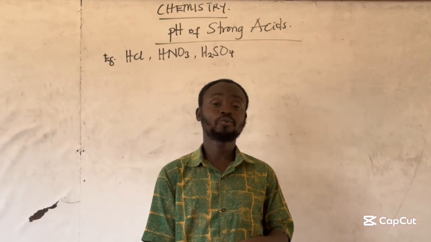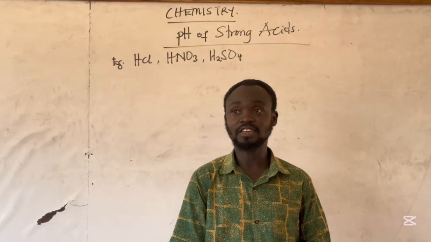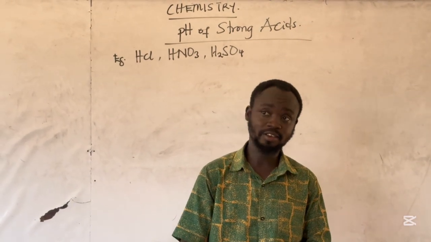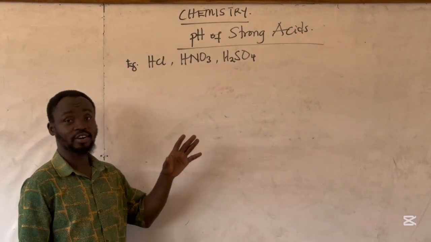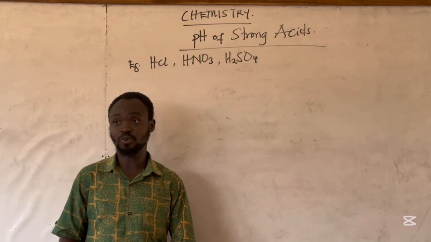Let's look at some questions on how to calculate the pH of a strong acid and also a strong base. We are going to start with the pH of strong acid. But first of all, let me do some small elaboration on the strong acid. We have HCl, HNO3, and then H2SO4.